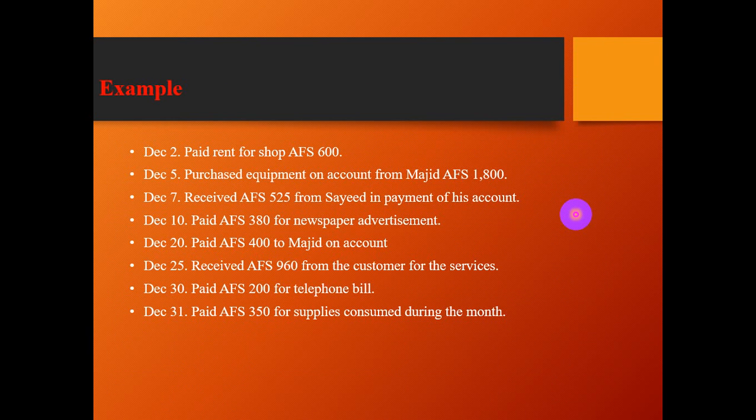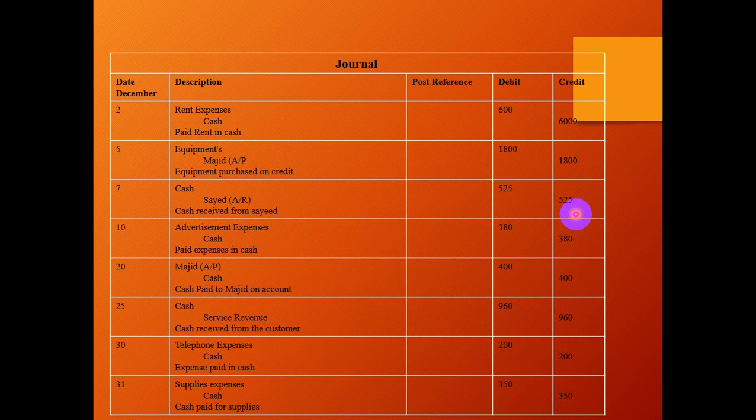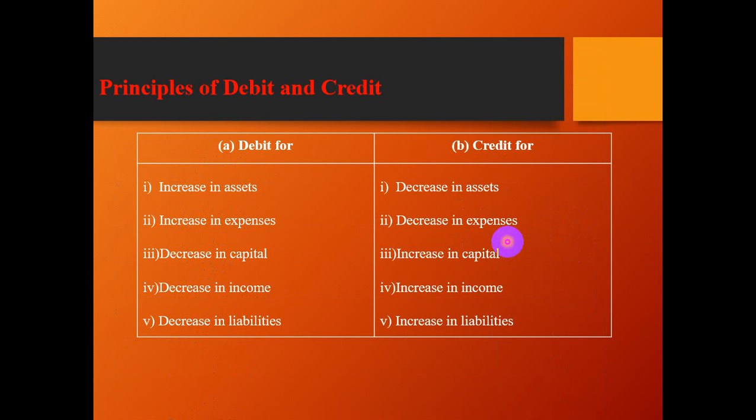Next one is paid 380 for newspaper advertisement. So we are paying 380 rupees for the advertisement purpose. We are paying money, so that is an expense, which was discussed on December 2. So in this writing, December 10, advertising expenses to cash. As we discussed first, an increase in expenses has a debit balance, whereas cash, an asset decreasing, has a credit balance, right?